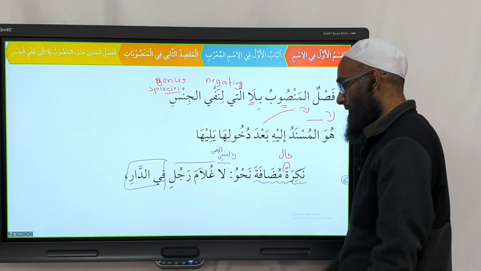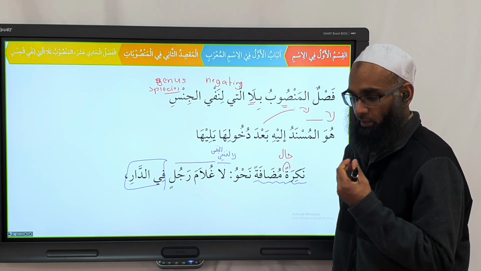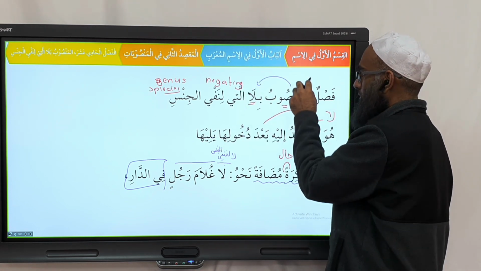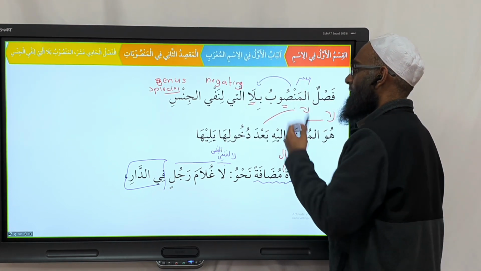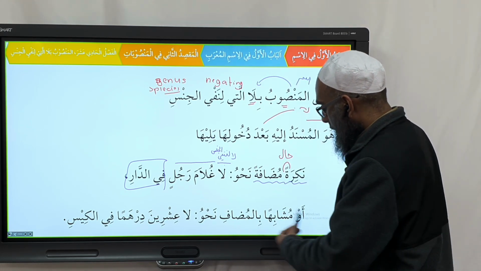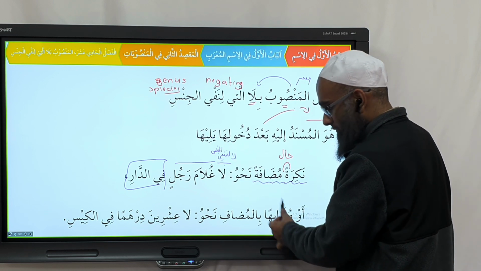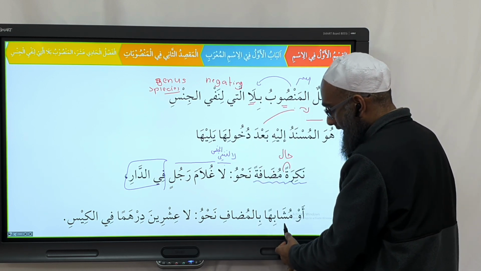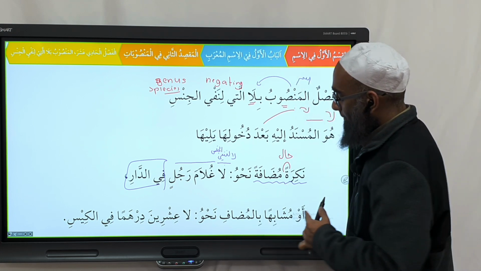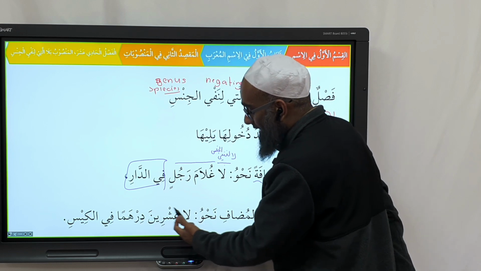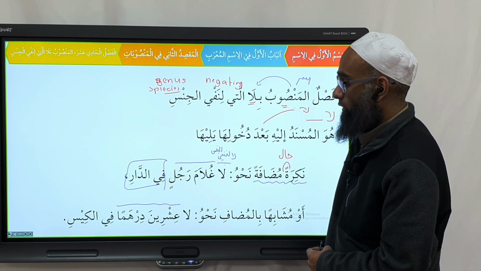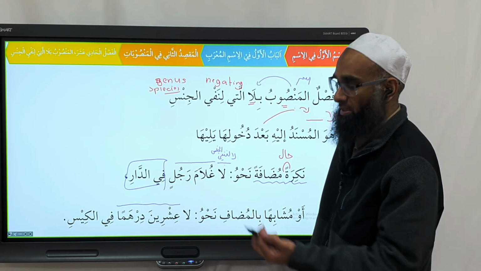So the ism can come as nakira and mudaf. La ghulama rajulin. That's one way the ism of la. We call it ism of la, he's called it the mansub of la. So many people call it the ism of la linafi al-jins. Or mushabihan bil mudaf. Or the ism of la or the mansub of la can come when it's mushabihan bil mudaf. It is not mudaf, but it resembles the mudaf. Nahu la ishrina dirhaman. So this is now the ism of la. So there are no 20 pounds or 20 dirhams in the bag.